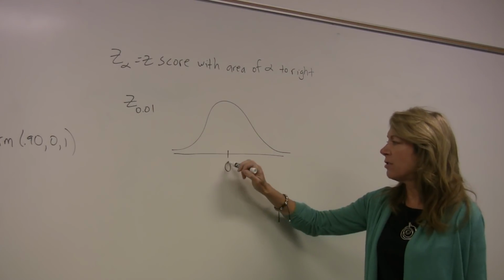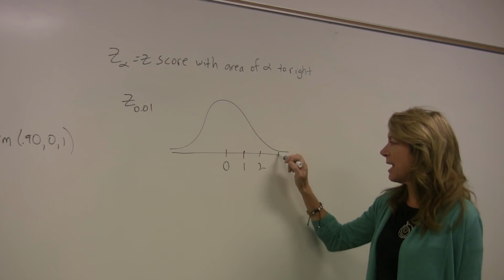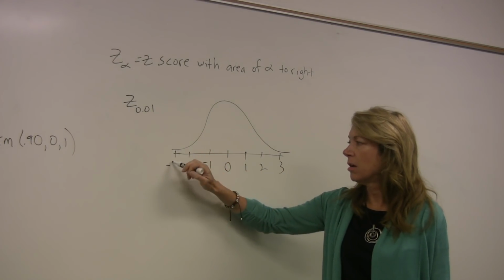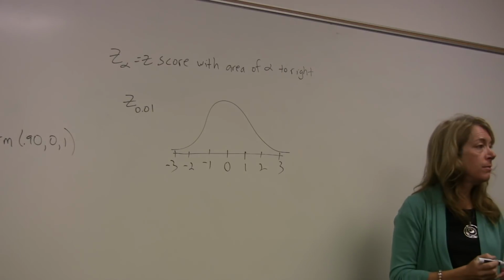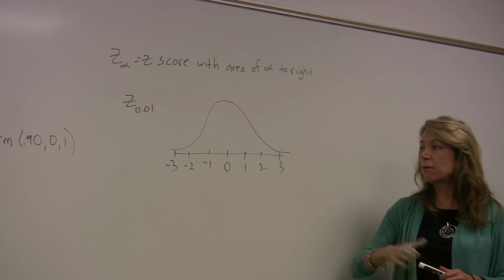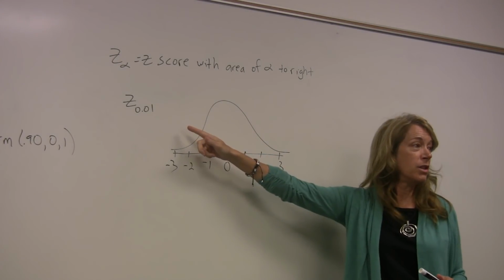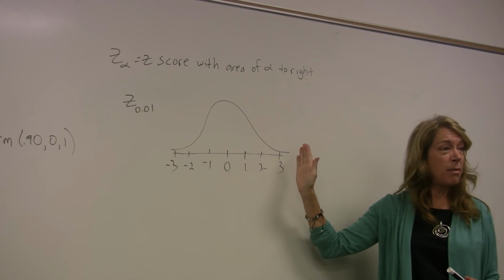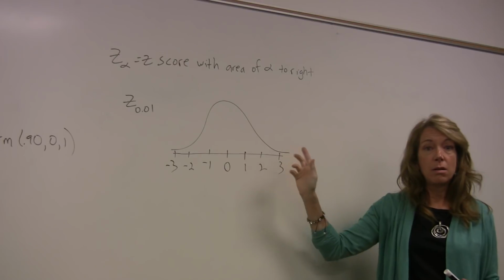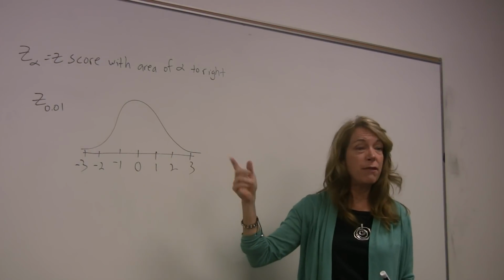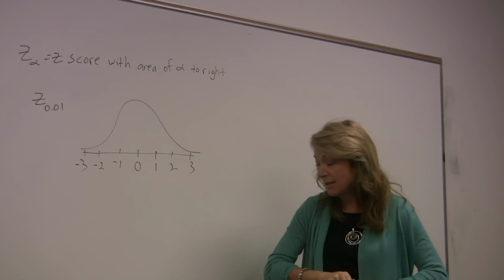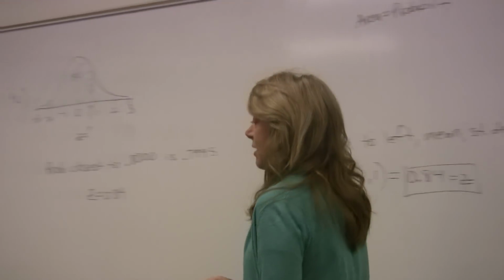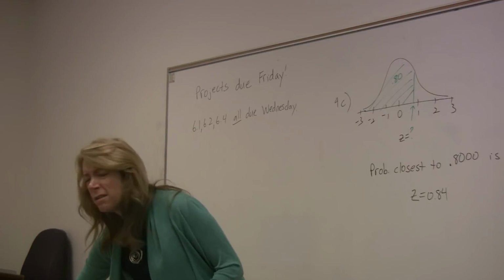Where do I draw the picture? Where's my guess for the z-score? Close to 0? I want the area to the right to be 0.01, which is 1%. Close to 3, maybe? Before 3? We don't know for sure, we're guessing. Around 3 is what you guys are telling me though. Why is it around 3?